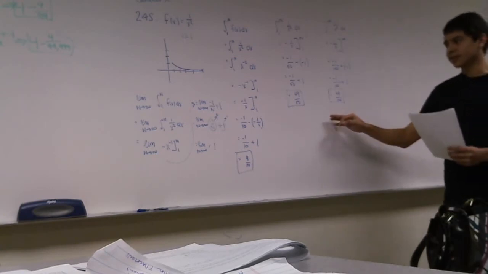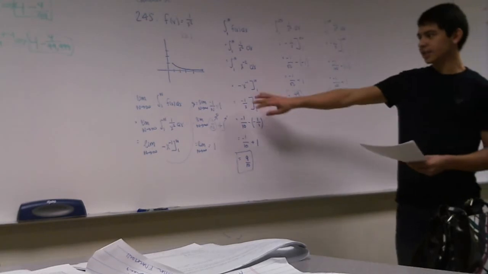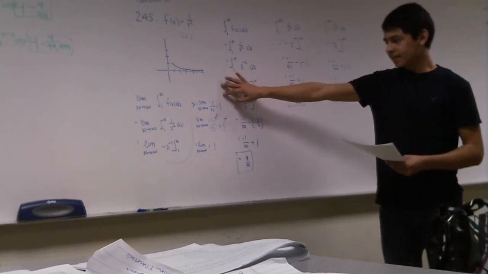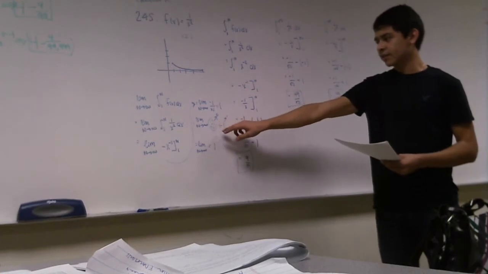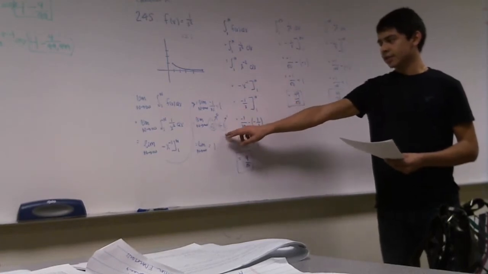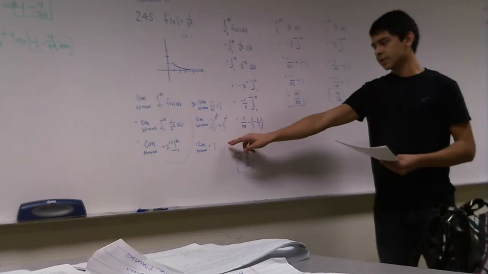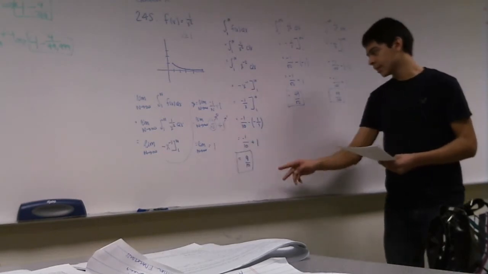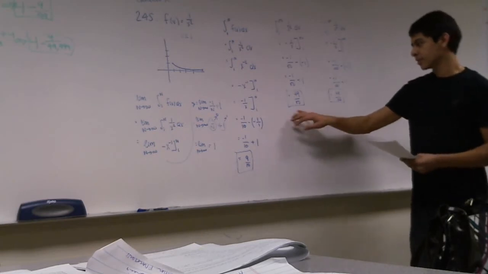I saw something there, but then I went ahead and did, I guess you could say, the definition. And I knew that negative 1 over n approaches 0, and 1 was just 1. So the area was always approaching 1, which was just what I was computing.